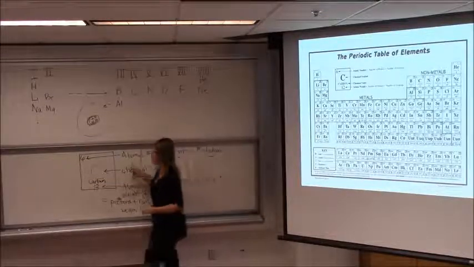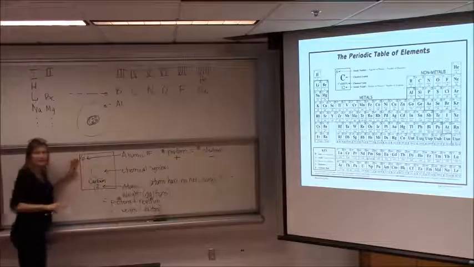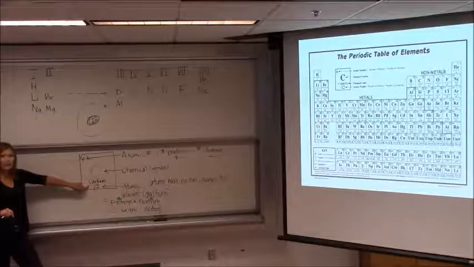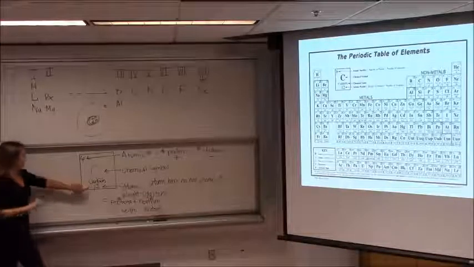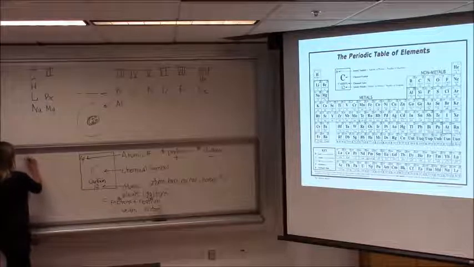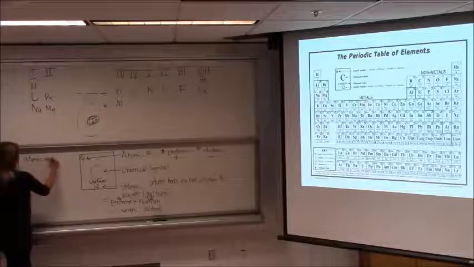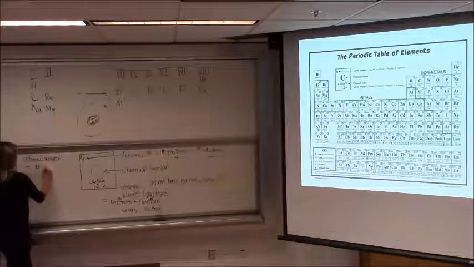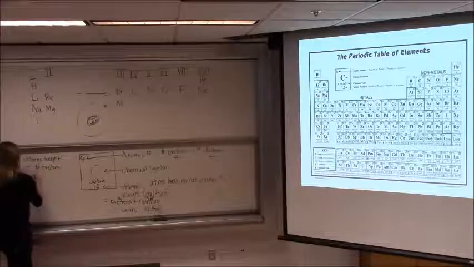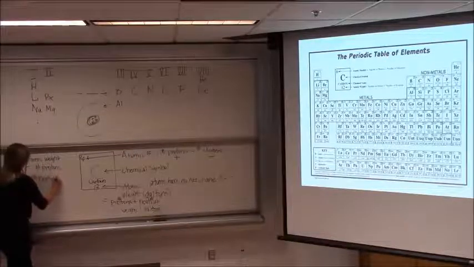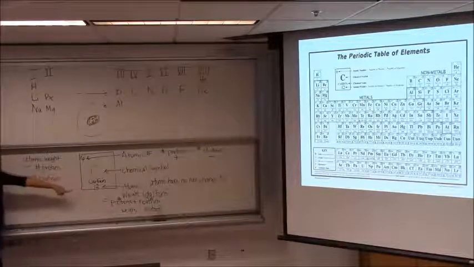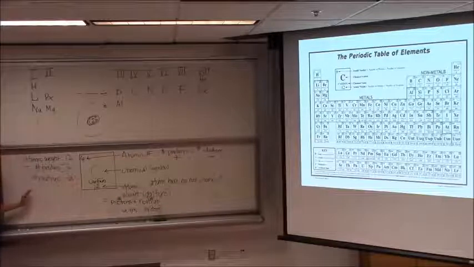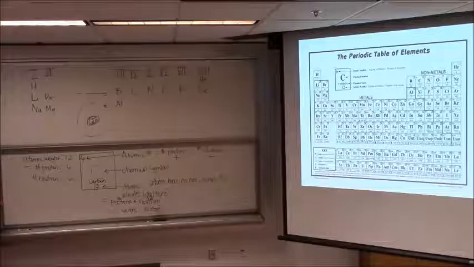So we already know the number of protons that carbon has. It has 6. So then we can look at the atomic weight and calculate the number of neutrons that carbon has by just subtracting: atomic weight minus number of protons equals number of neutrons. Okay, so atomic weight of carbon is 12 minus 6. Carbon has 6 neutrons. They're not always equal though.